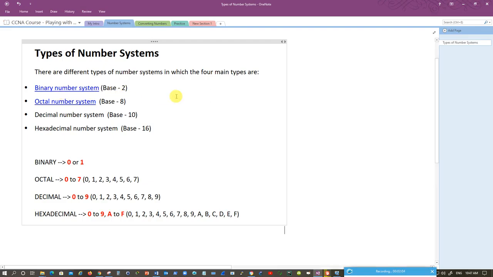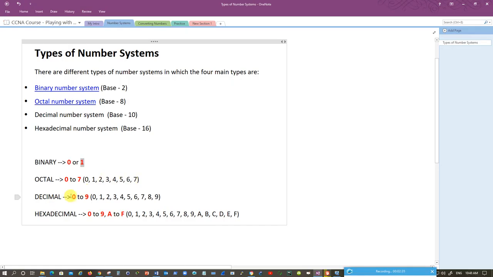We say that binary has base 2 for just one reason: binary can be either 0 or 1. Only two faces of binary. There is no other face for binary. That's why it has a base of 2, that is, it is based on two numbers. The octal number system, on the other hand, has 8 numbers starting from 0 to 7. Including 0 to 7, we have 8 numbers for octal.